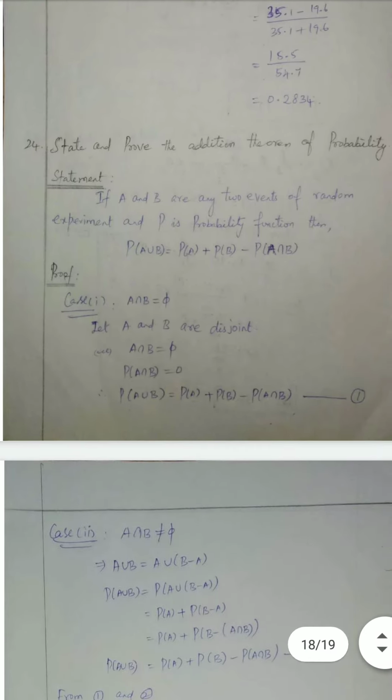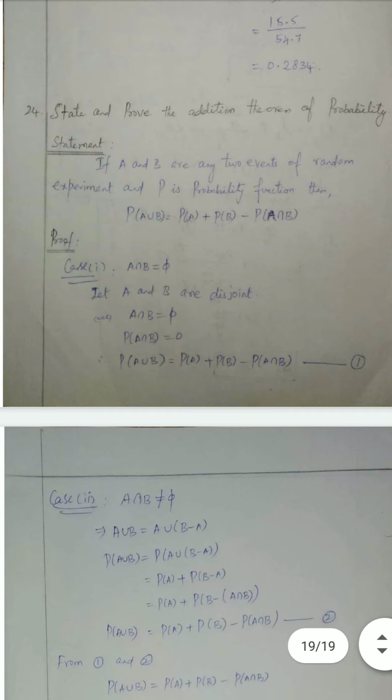The next question is the 24th question. State and prove the addition theorem of probability. The statement is, if A and B are two events of a random experiment and P is a probability function, then P of A union B equal to P of A plus P of B minus P of A intersection B.